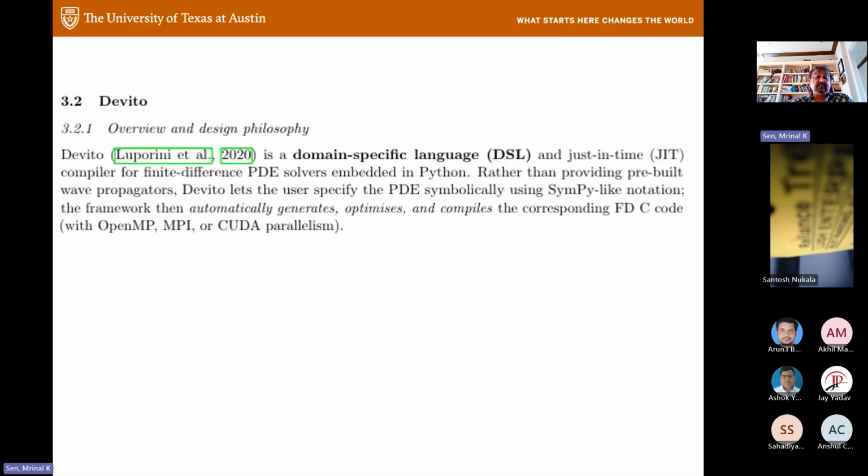And Devito is one other package, and I think Ashok is now using it as well. So Devito is a domain-specific language, and they're calling it a just-in-time compiler for finite difference PDE solvers, and that is embedded in Python. So rather than providing a pre-built wave propagator, Devito lets the user define the PDE using SymPy-like notation. And it automatically generates, optimizes, and compiles the corresponding FD C code.